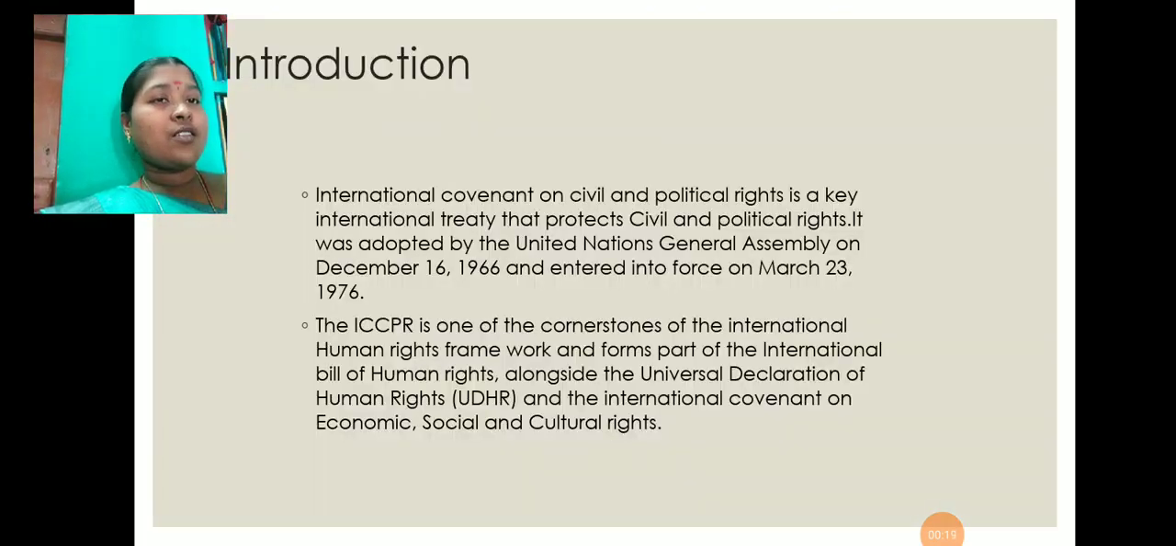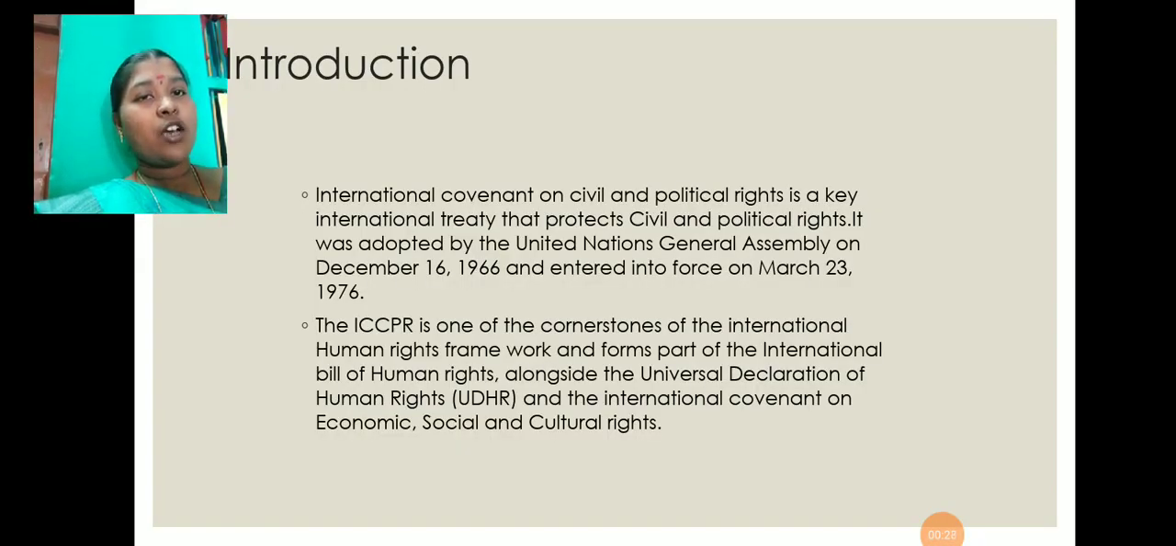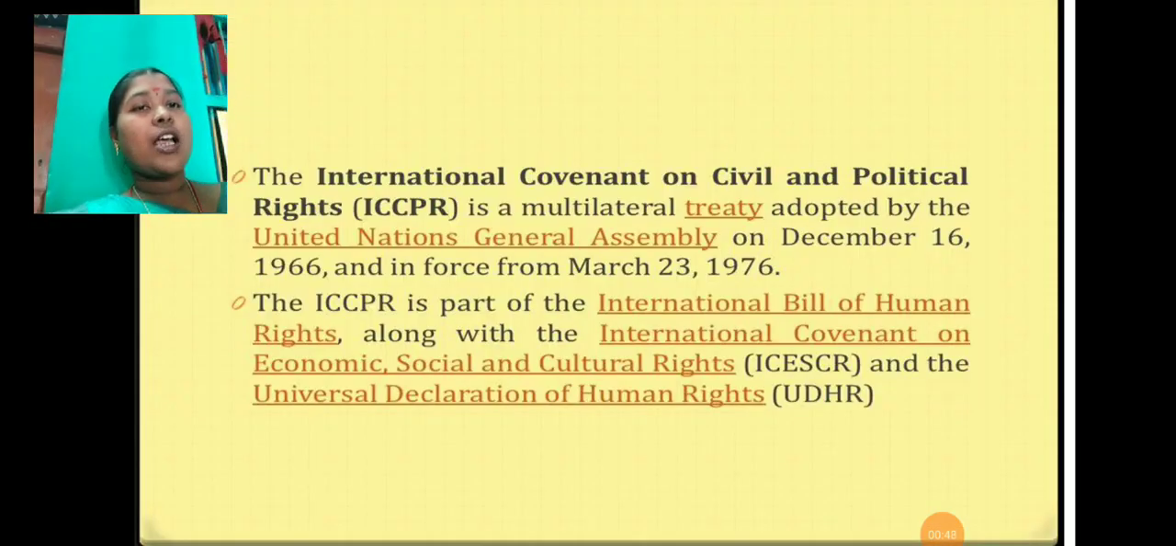The International Covenant on Civil and Political Rights is a key international treaty that protects civil and political rights. It was adopted by the United Nations General Assembly on December 16, 1966 and entered into force on March 22, 1976. It is one of the cornerstones of the international human rights framework and forms part of the International Bill of Human Rights, alongside the Universal Declaration of Human Rights and the International Covenant on Economic, Social and Cultural Rights.